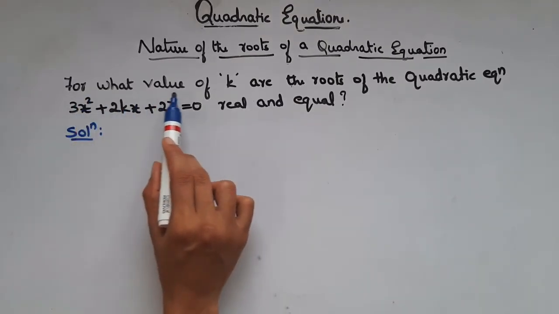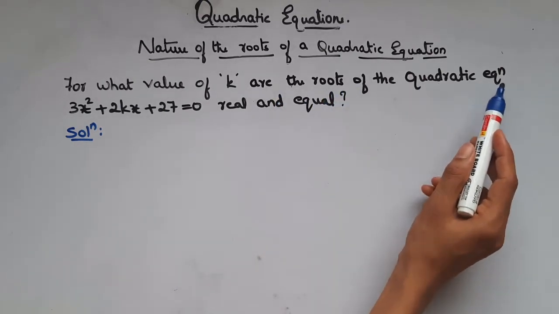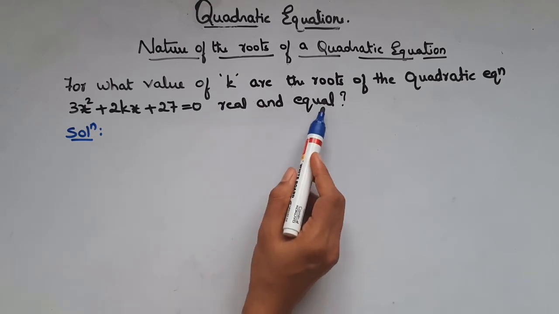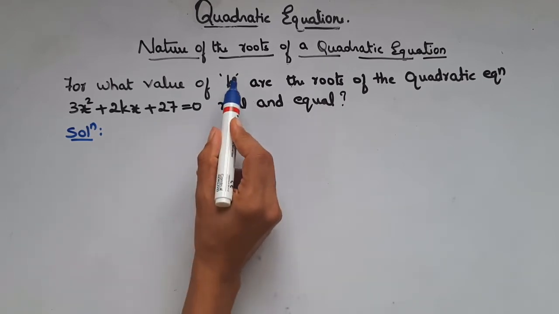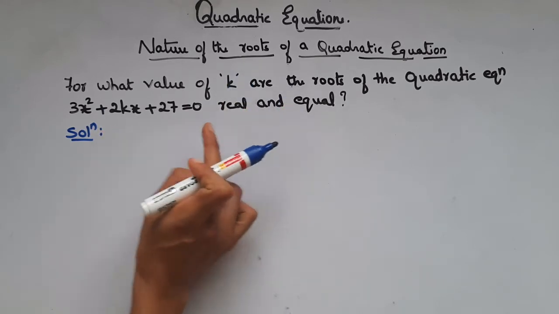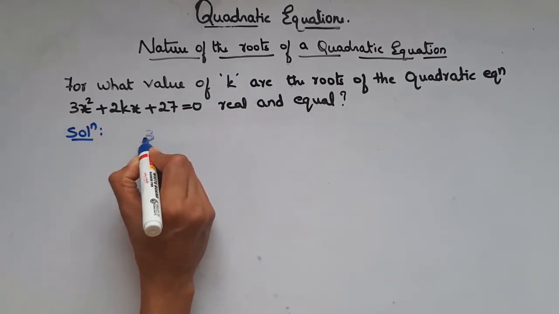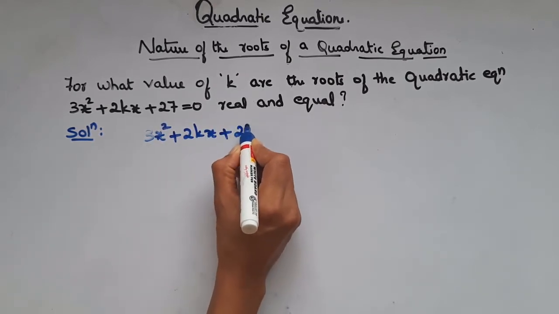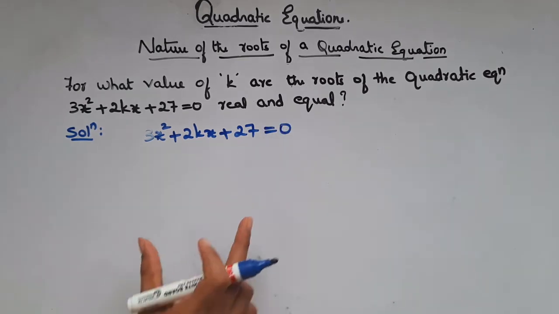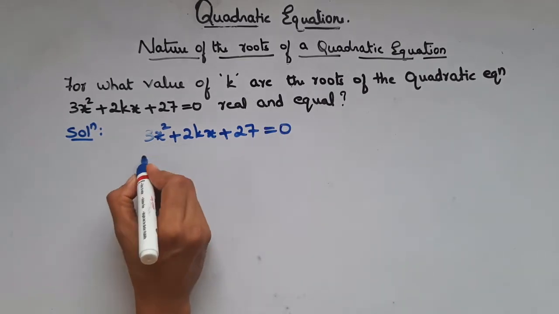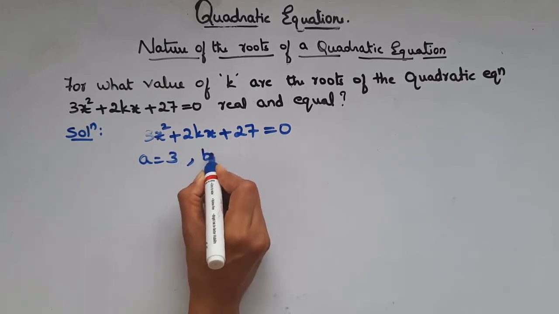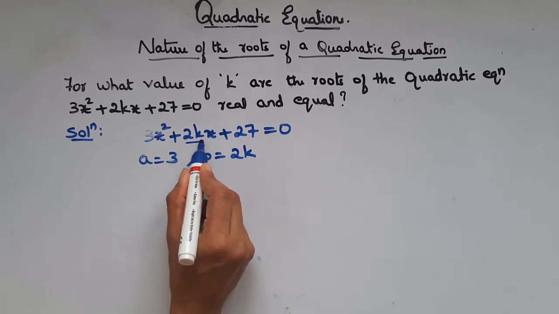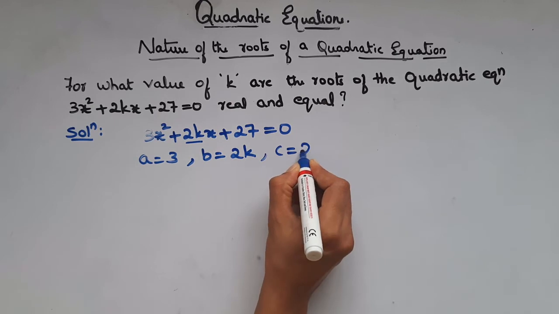We have, for what value of k are the roots of the quadratic equation 3x square plus 2k into x plus 27 equal to 0 real and equal? So here they are asking the value of k if the roots of this equation are real and equal. So let's write this equation. We have 3x square plus 2k into x plus 27 equal to 0. So now this equation is in the standard form, right? Here a is 3, b is 2k, that is the coefficient of x, and your c is 27.